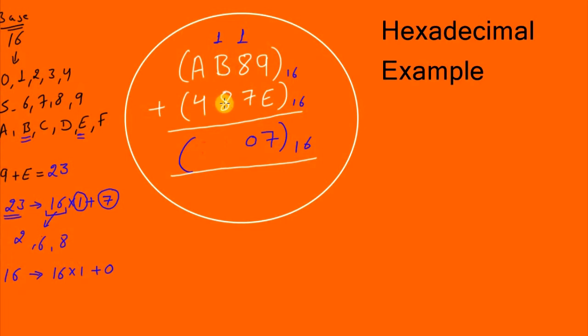B is what? B is 11. 11 plus 8 is 19 plus 1, 20. So how will you write 20 now in base 16? You can write 16 into 1 plus 4. So your 4 goes here and your 1 is again the carry. Now the next one, 10 plus 4, 14 plus 1, 15. So how will you write 15? 15 you can write directly, no need to divide like this, because F is 15. So the answer is F407.